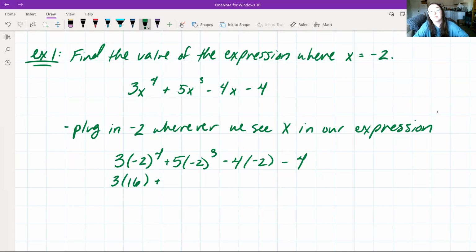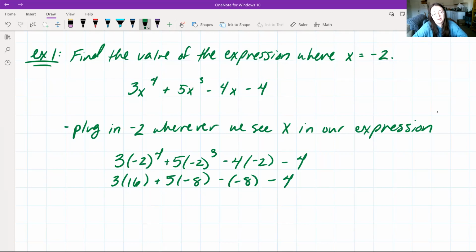-2 to the power of 3 is going to give us -8. Since 3 is an odd exponent and we have a negative base, our answer will be negative. So we're going to have 5 times -8. 4 times -2 is going to also give us -8. And then we have a minus 4.